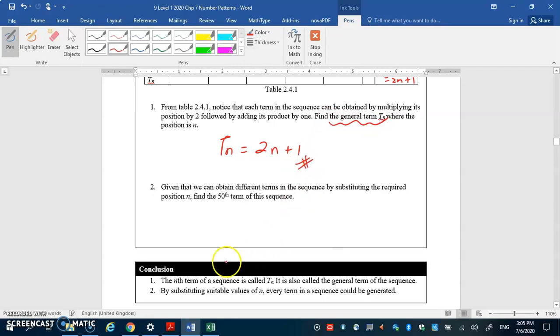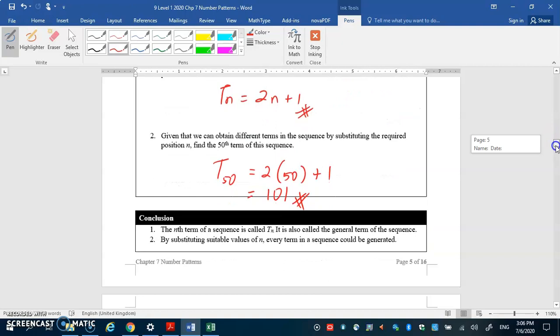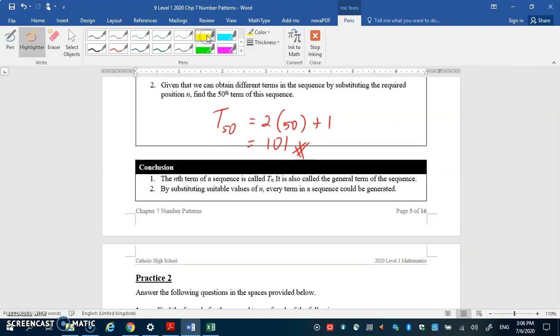And then question 2, find the 50th term. So T50 equals to 2 times 50 plus 1. Show substitution of 50. Answer is 101. So it's easy, right? Instead of writing it out 50 times, you already got it in like one step. Okay. So conclusion, nth term is known as Tn, and is also known as the general term. By substituting suitable values of n, every term can be generated. Okay, that's the conclusion.